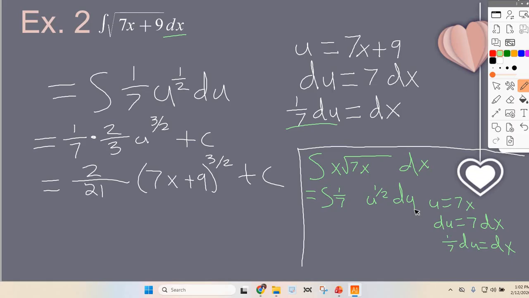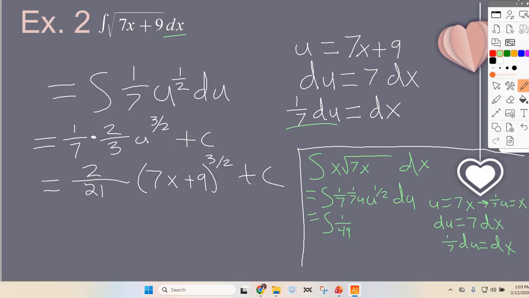U equals 7x. Okay, so if I don't want x's and I want to put u's in instead, what could I do with this? Yeah. So like this, I also know then that 1/7 u equals x. Yes. So I have another 1/7 and another u. Yes. So now I have the integral of 1/49, right? Yeah.